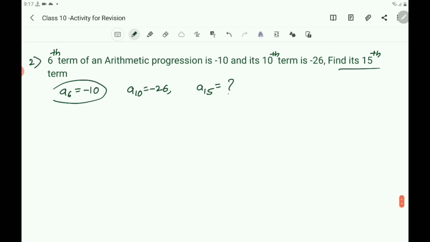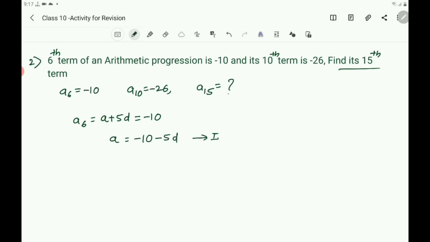Now you take this one. A6 equals A plus 5D. That is the relation among A, D and AN. That equals minus 10. So express it as A equals minus 10 minus 5D. Now you consider this as the first one. Express A in terms of D. Then you take this one.